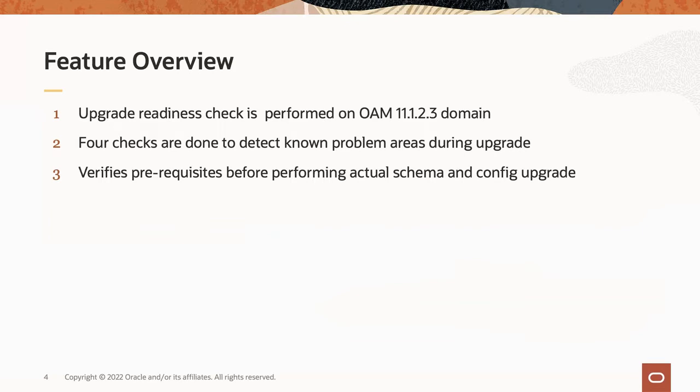As part of these checks, 4 checks are done to detect the known problem areas during upgrade. It also verifies the prerequisites before we actually perform the schema and the config upgrade. That helps with a lot of issues later on, which we can fix before the upgrade time, so the upgrade goes smoothly. So this is a very important feature.